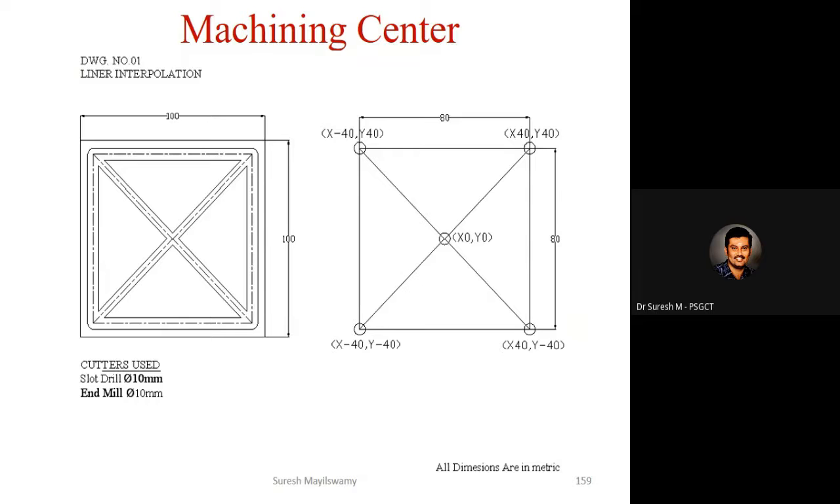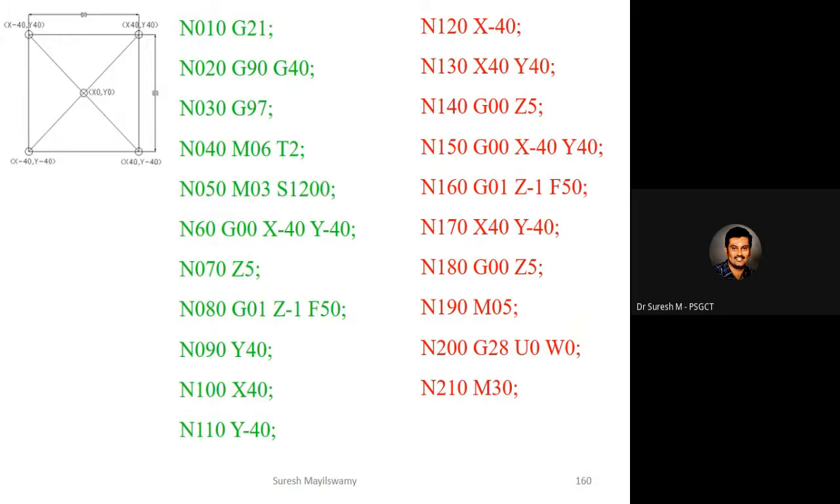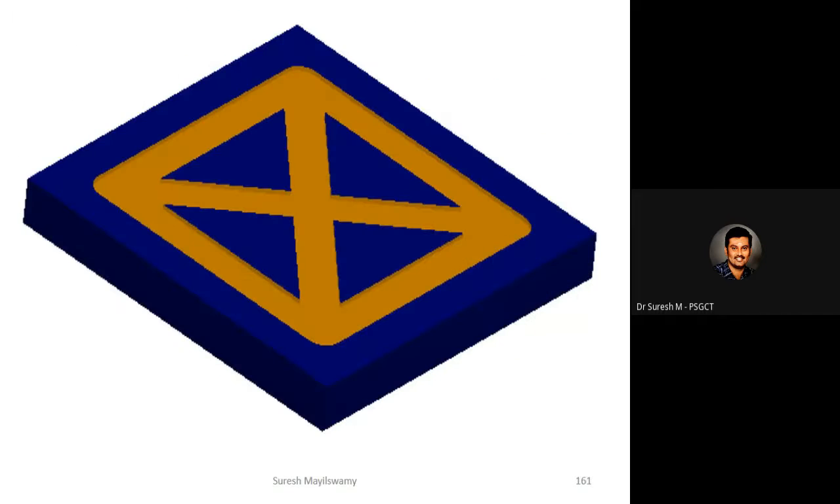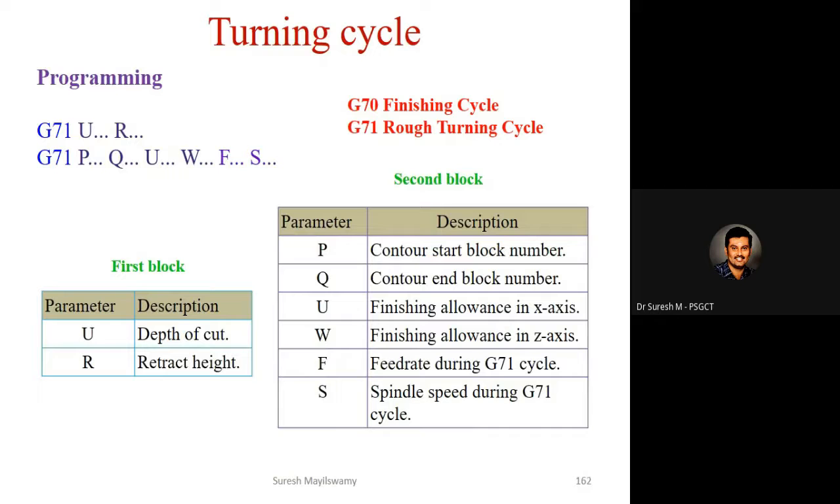This is for machining centers. We can fix the work origin anywhere. Based on that, we can write a CNC part program for this geometry. And we will see the cycles one by one. So the first cycle is a turning cycle.